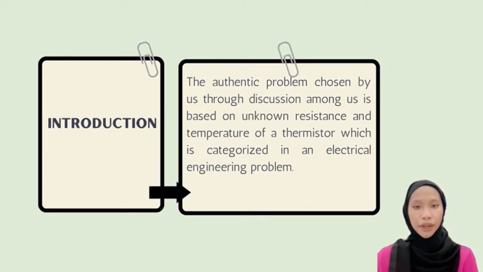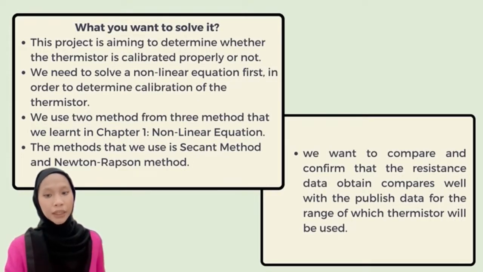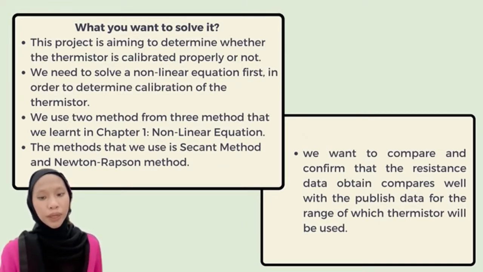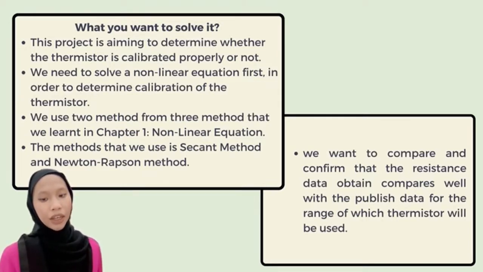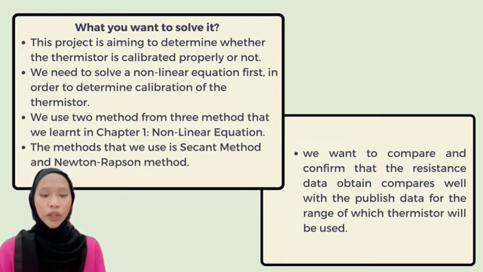The authentic problem chosen by us through discussion among us is based on the unknown resistance and temperature of the thermistor, which is categorized as an electrical engineering problem. So what do we want to solve in this project? Firstly, this project aims to determine whether the thermistor is calibrated properly or not. Second, we need to solve a non-linear equation in order to determine calibration of the thermistor. So we used two methods from the three methods that we have learned in chapter 1, which are the secant method and the Newton-Raphson method. We want to compare and confirm that the resistance data obtained compare well with the published data for the range in which the thermistor will be used.